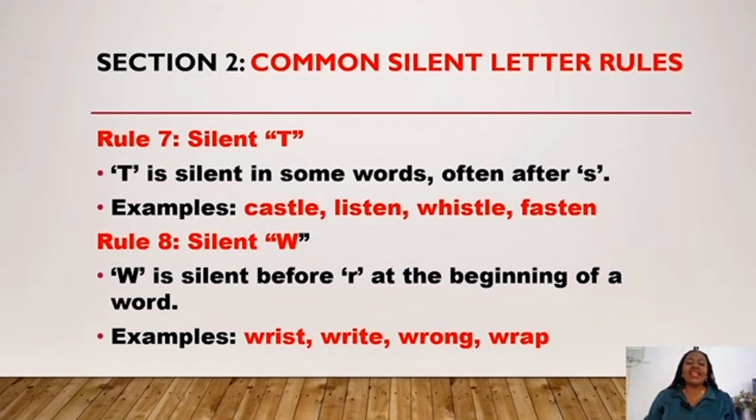And the next is silent W. W is silent before R at the beginning of a word. For example, wrist, right, wrong, wrap. So you see that we are using the R sound without using the W sound.